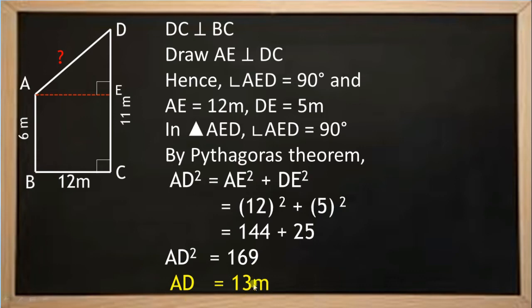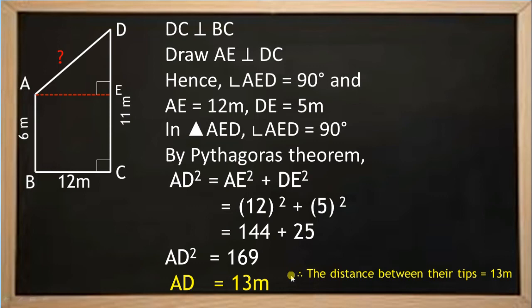When we take the square root, we get both plus or minus, children, but we cannot have a negative length for any side of a triangle, square or rectangle. Length cannot be negative. So hence neglect the negative value and consider only the positive value. So in this problem, AD, which is the distance between the tips, is 13 meter.